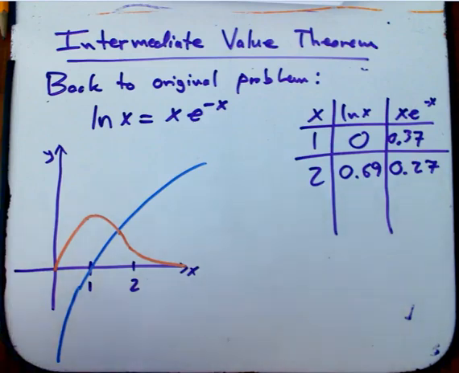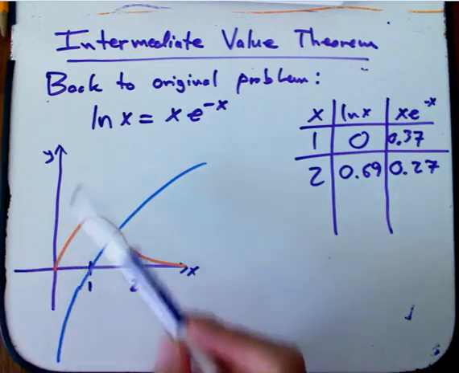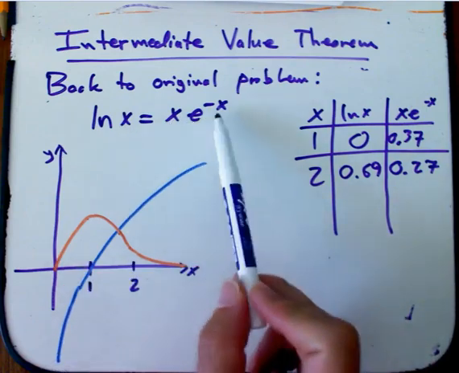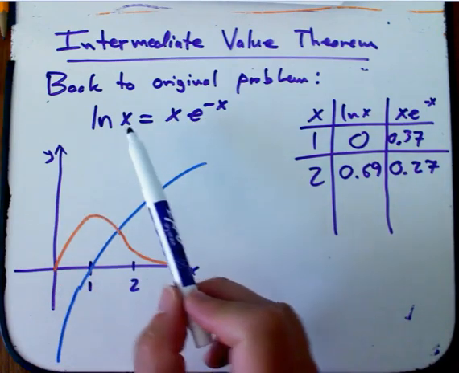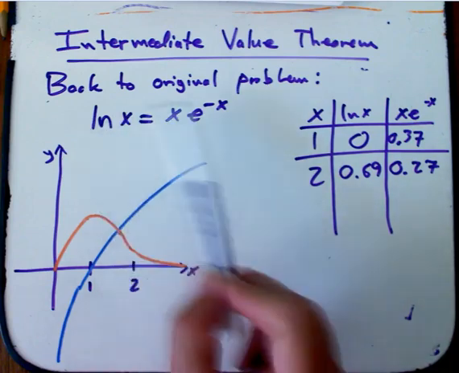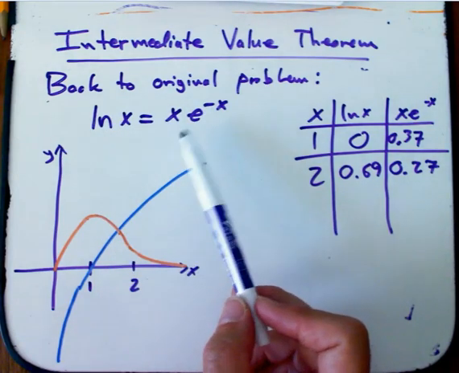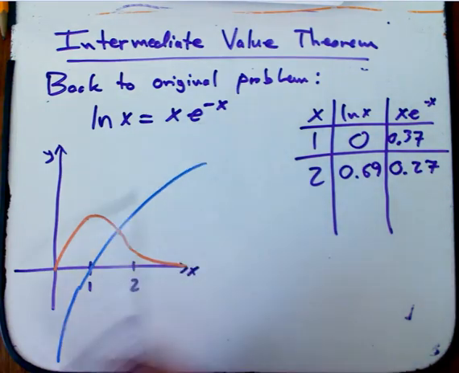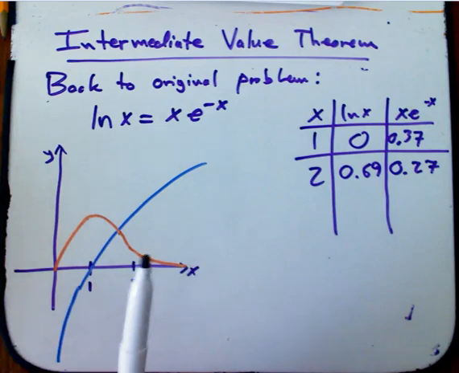So now let's go back to the original problem. We have these two functions, natural log of x, that's in blue, and x e to the minus x, that's in orange. The original prompt was to solve this equation. We're backing up a little bit on that to start, and then we'll come back to it at the very end of the video about how you would more precisely solve it.